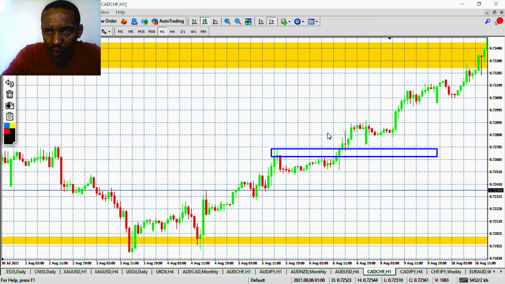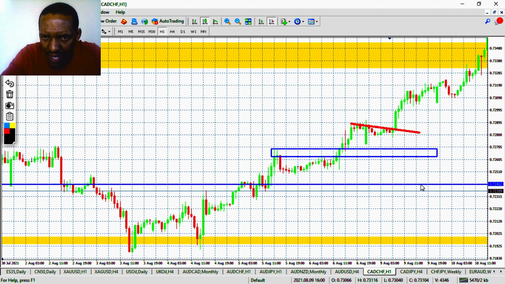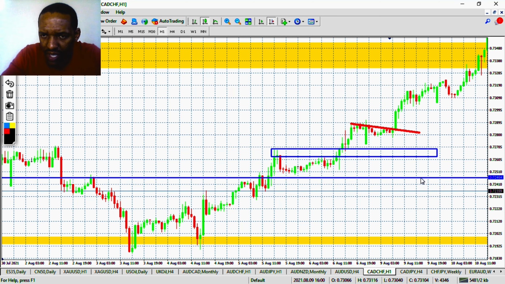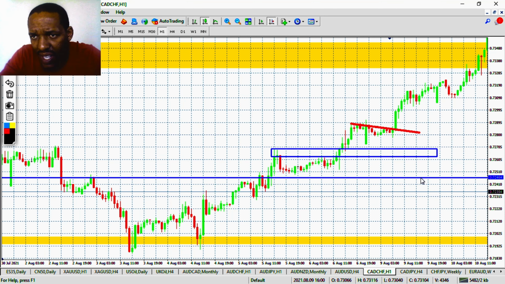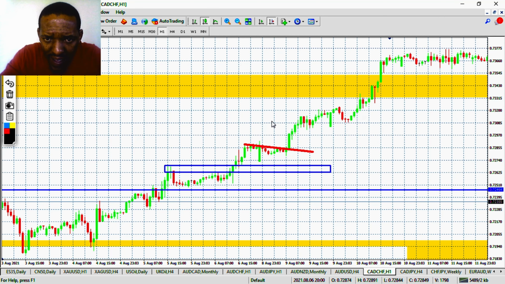Okay, so with this one here, how you want to do it, you also place a counter trend line, just like that. On the break of this counter trend line, that's where you take your trade, and your stop loss will be around these areas right here. You want to place your stop loss around about those areas.